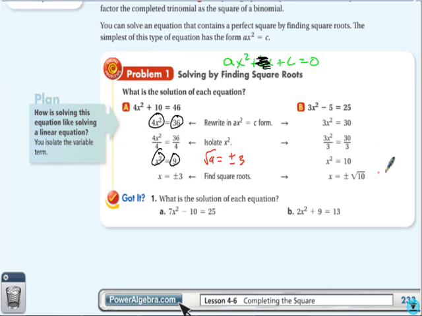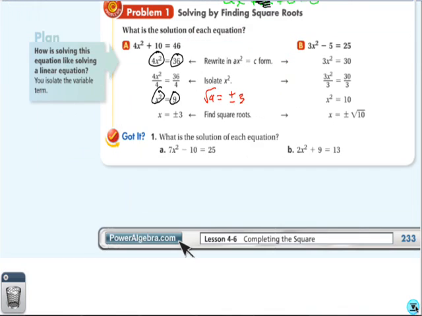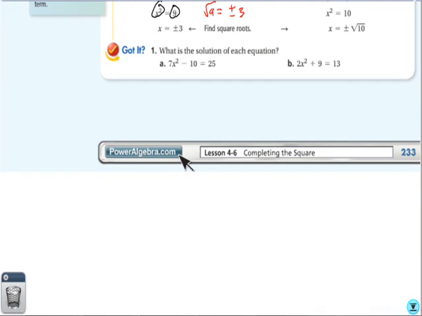Okay. So take a second, pause the video right here, see if you can come up with answers for 1A and 1B. Pause the video now. Okay, so hopefully you tried these. I added 10 to both sides, divided both sides by 7, and got x equals plus or minus the square root of 5. And over here I got x equals plus or minus the square root of 2. If you got stuck on either one of those, feel free to make a note of it, and we'll go over those more specifically in class.